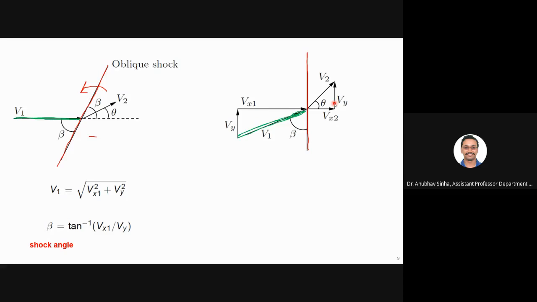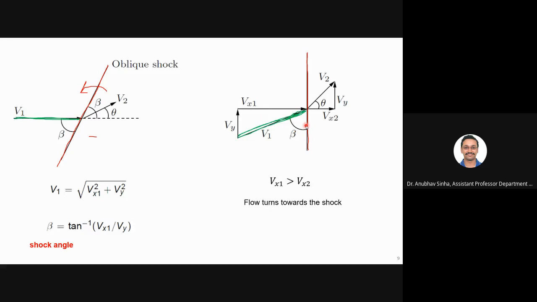Anyone? So, correct. Vy will not change because it is parallel to the shock. The changes that will happen will be normal to the shock; parallel to the shock, it will not have any effect. So because of that, Vy will be the same. If Vy is, let us say, high, then the resultant V2 can also be supersonic. So this is one tricky condition which is not there in a normal shock.